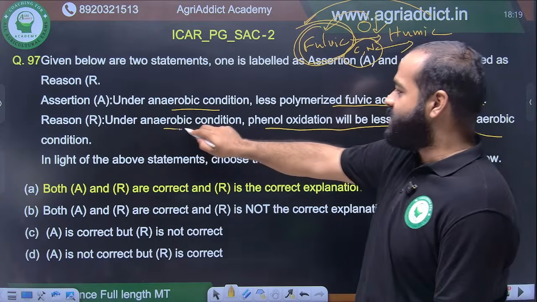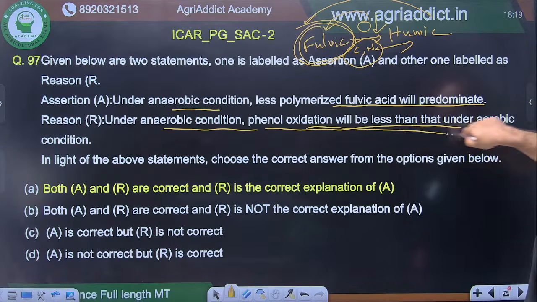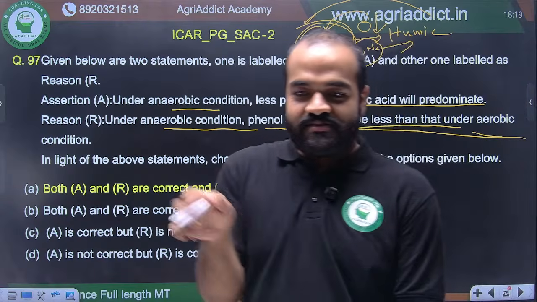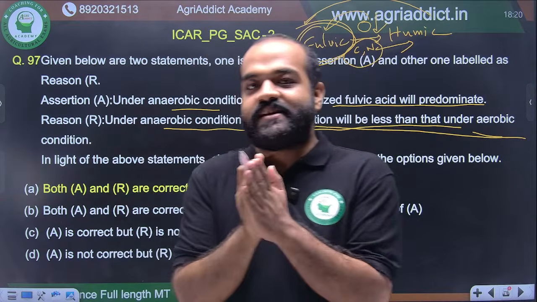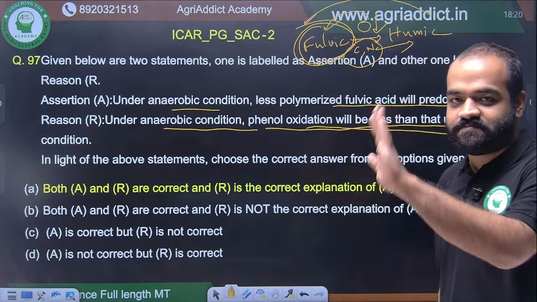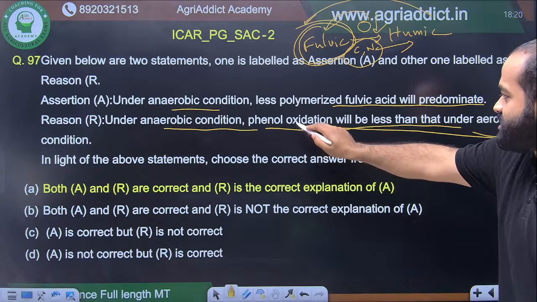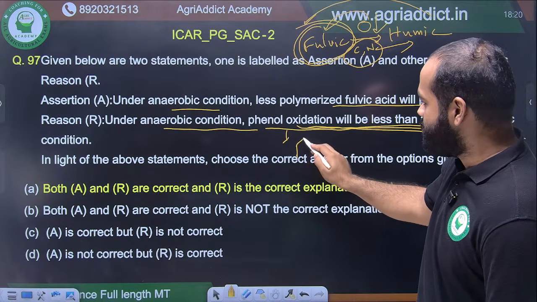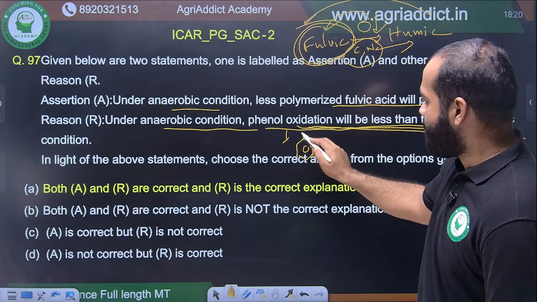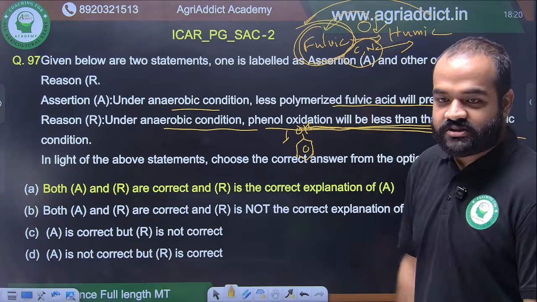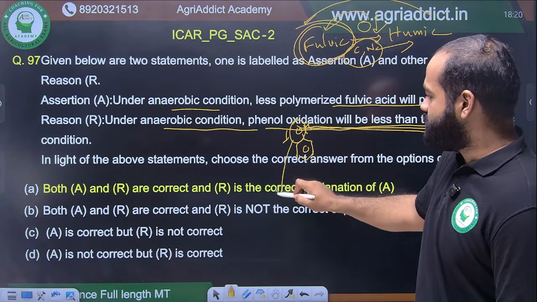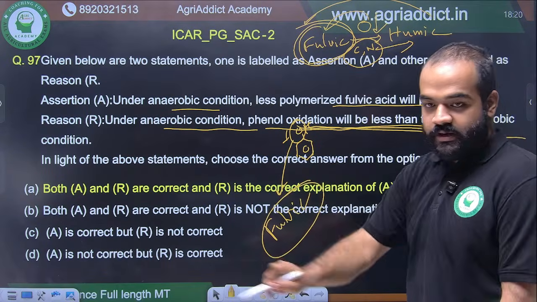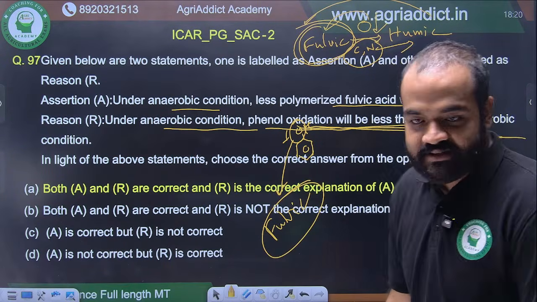So under anaerobic condition, phenol oxidation will be less than that under aerobic condition. So oxygen will remain more. Oxygen remaining more means phenol oxidation will be less than that under aerobic condition. Phenol, right? If its oxidation does not happen, then fulvic acid will predominate. Okay? Is it clear?